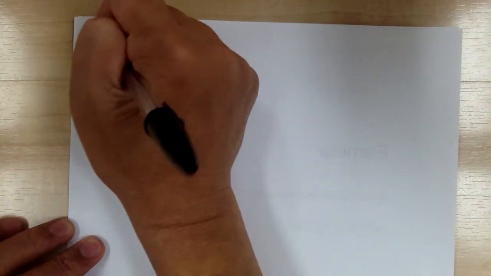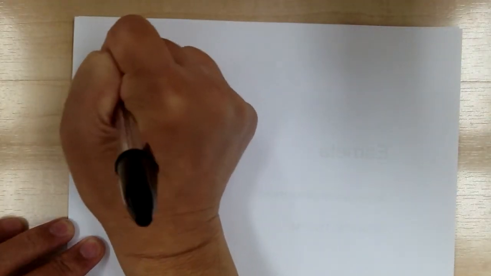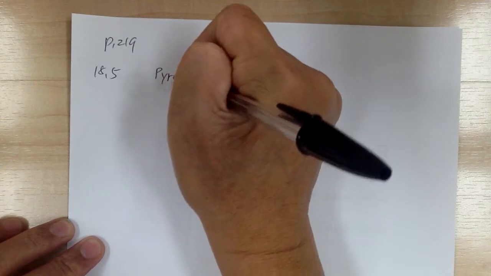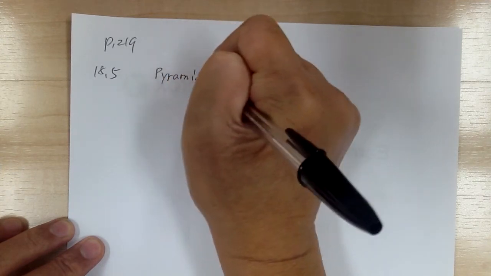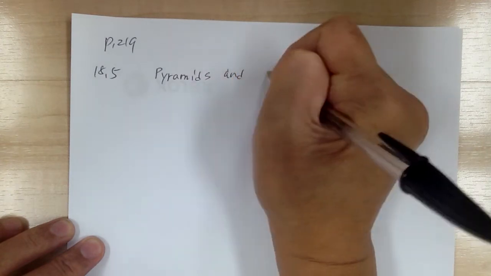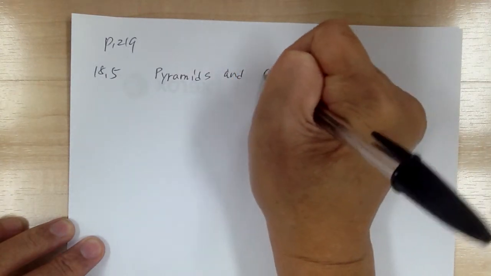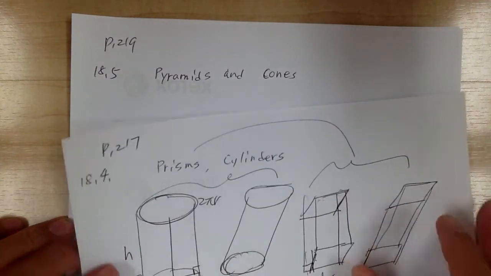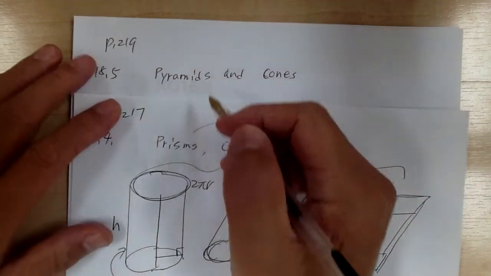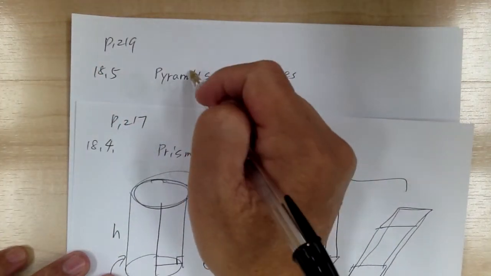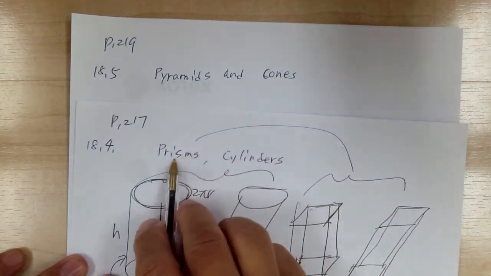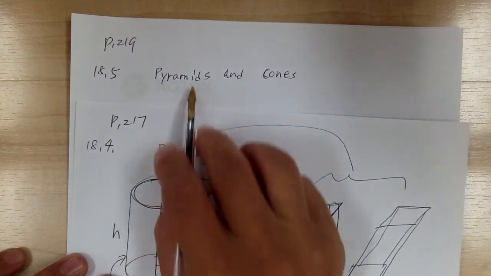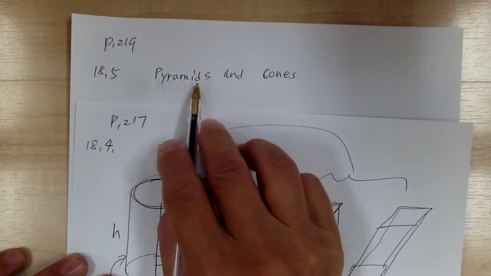Okay, let's go to page 219, and this is section 18.5, and this is pyramids and cones. So the difference between this and this is that prism and pyramid have the polygon base. Now this one you have the two bases. You have the top and the bottom are identical. Pyramid and cones are pointy tops, so you only have a single point.